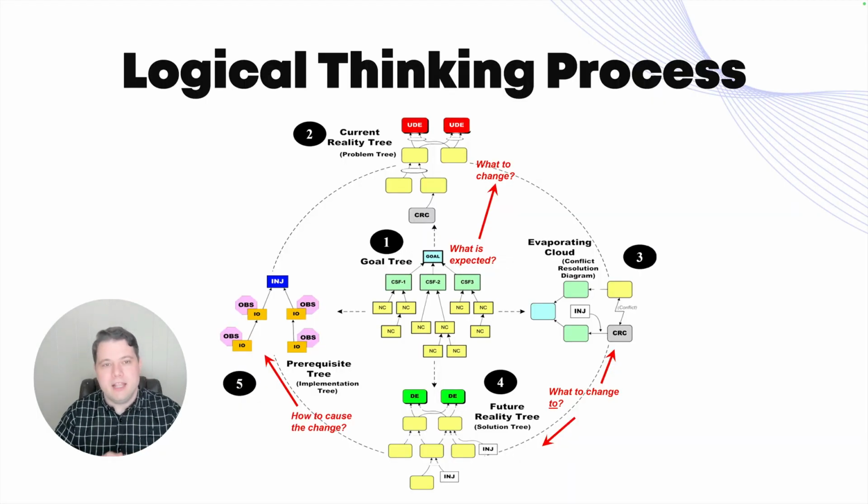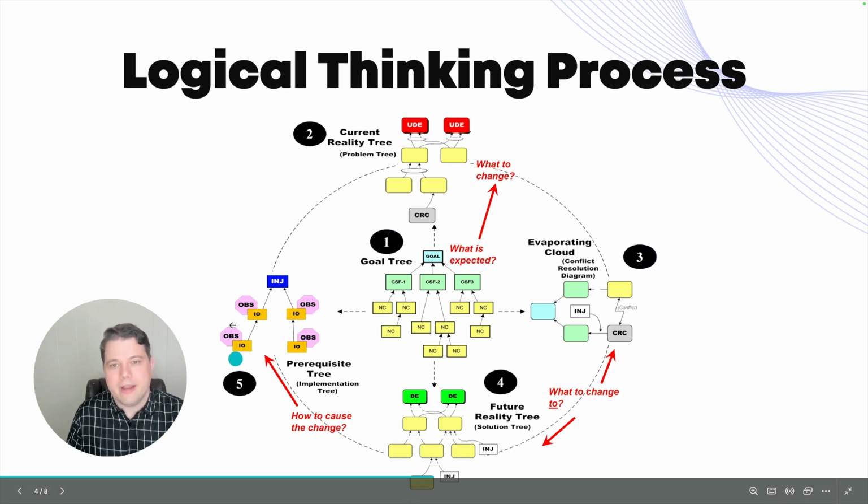Now, the elements of the logical thinking process are as follows. These are various thinking processes that have been distilled from theory of constraints. If you're doing LTP, you would start here in the center with the goal tree, which we're going to talk about in a second. And if you are having trouble meeting one of these necessary conditions leading to the goal, then you would proceed upward to the current reality tree and then go clockwise around the circle. These answer different questions.